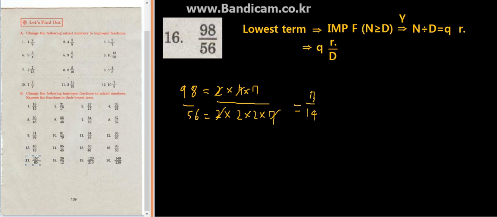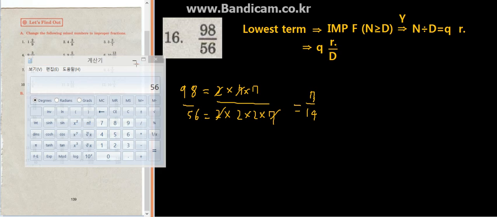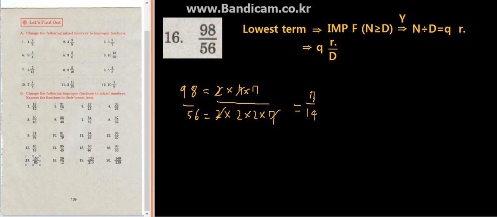Let's check it out. 7 multiplied by 14, miraculously 7 multiplied by 7. No, not again. 14 multiplied by 7 is 98, and 14 multiplied by, sorry, this is 4. 14 multiplied by 4 is 56. So this is correct, and this should be not 14 but 4. Very important. So we change it to the lowest term.